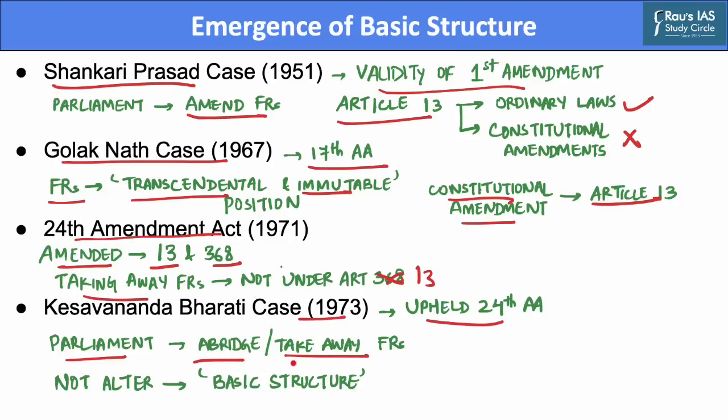However, at the same time, it laid down a new doctrine called the Doctrine of Basic Structure. This doctrine meant that the constituent power of the Parliament under Article 368 does not enable it to alter the basic structure of the Constitution. This means that Parliament cannot abridge or take away a fundamental right that forms a part of the basic structure of the Constitution.